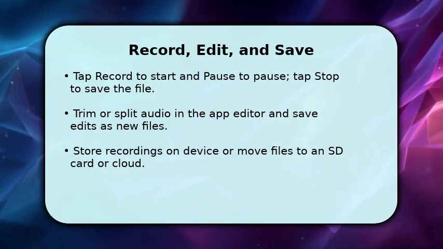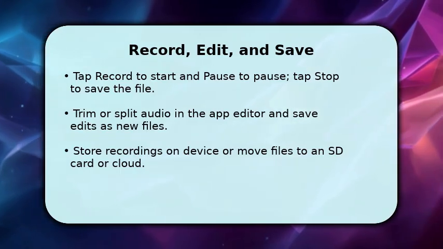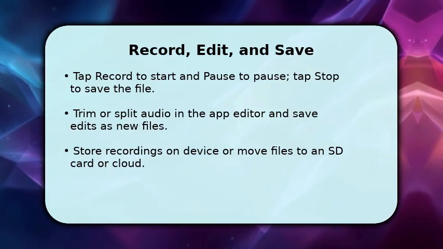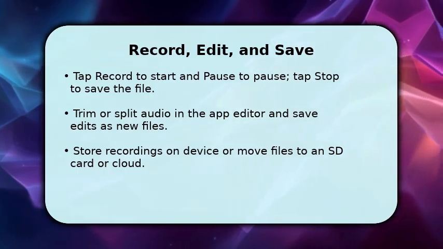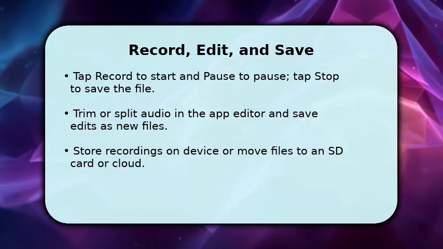Tap record to start speaking and tap pause to interrupt without saving. When finished, tap stop, and the file saves automatically in the voice recorder folder. Open the recording and use trim or split to remove unwanted sections and save edited clips as new files.